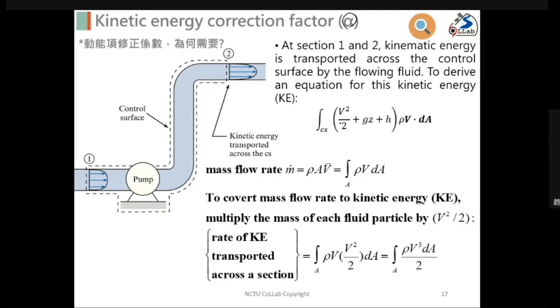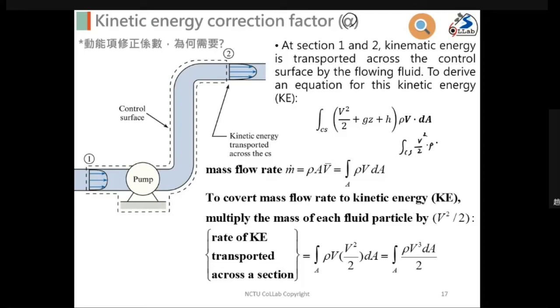The purpose why we need to have the alpha correction factors is that we would like to compute the integration answers rapidly. How can we compute rapidly? If we consider our problems, the flow direction is always parallel to the normal vector of the cross-section area. So we don't have the dot product here. So we only have the scalar.